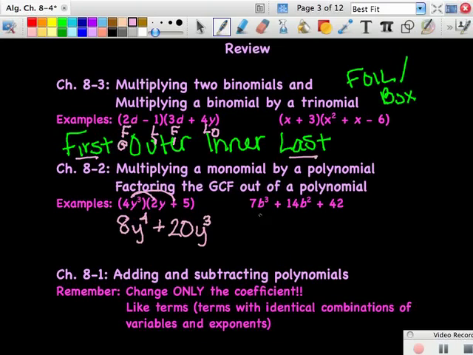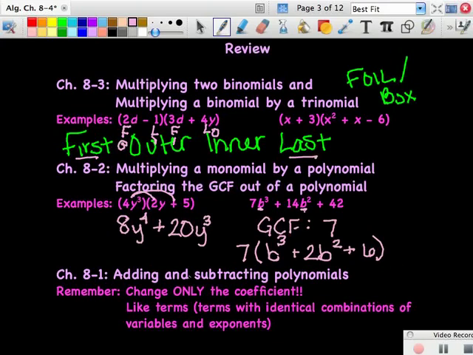Now with the GCF, you look at what they have all in common. If you look here, 7, 14, 42, they are all divisible by 7. So we know that 7 goes into all of these. Aside from that, we have b to the third in our first term, b squared in our second, and we do not have a variable at all in our third, which means 7 is the only GCF. So we take 7 out, and we divide every term by 7. So we're left with b to the third plus 2b squared plus 6.